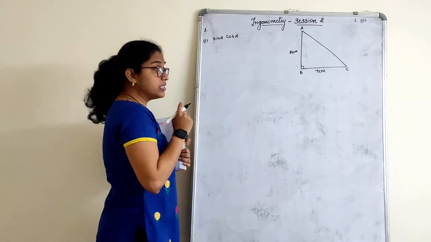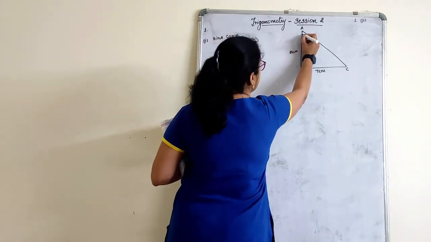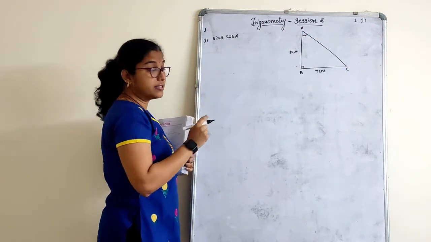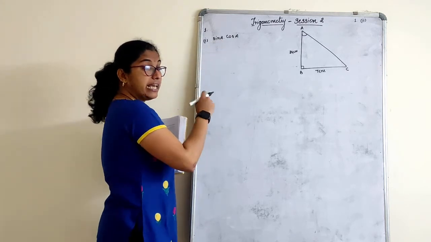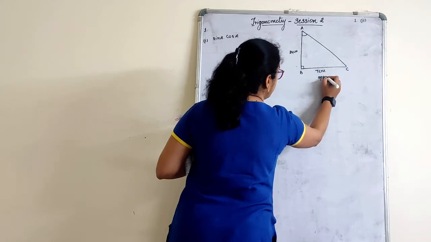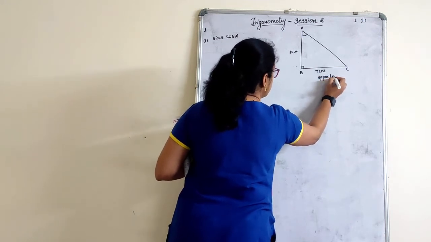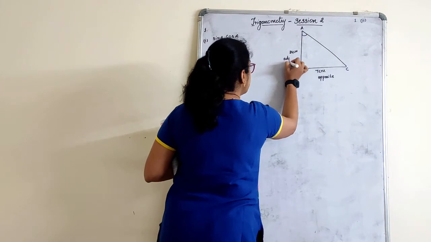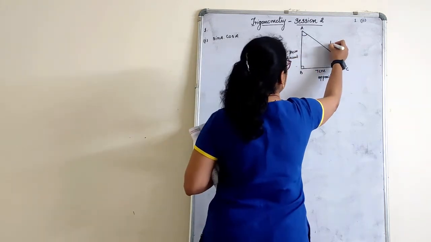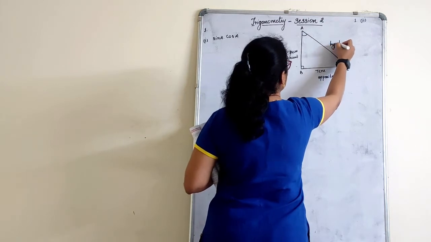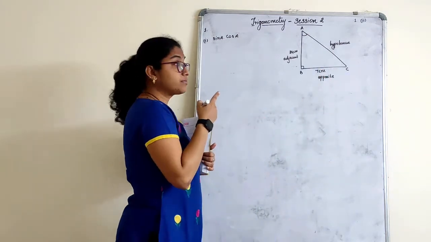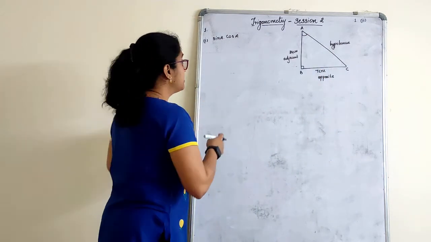Now which is my opposite here? This figure is with respect to angle A. So angle A I have marked because they have asked sine A. If this is the angle, this is my opposite side. Always that has to be mentioned. This is my adjacent side. And this will be the hypotenuse. Be very sure to actually mark these sides.